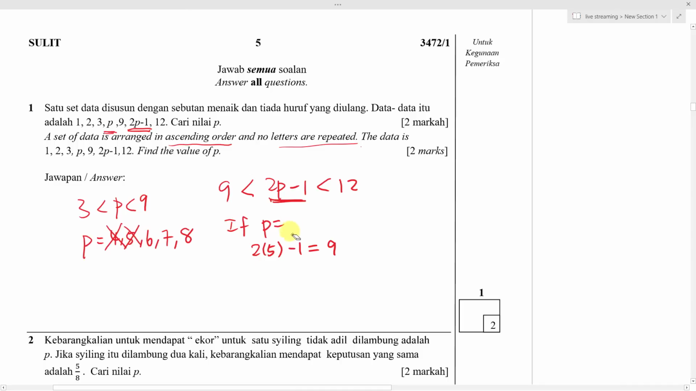Let's try 6. Over here I have 12 minus 1, which is 11. 11 is just nicely between 9 and 12. So 6 works. Then you can try 7 and 8. If I put 7 here, I get 14 minus 1, which is 13. But 13 is bigger than 12, so 7 cannot work, and definitely 8 cannot either. Therefore, P equals 6. This kind of question is a bit of trial and error, so this is how you do it.